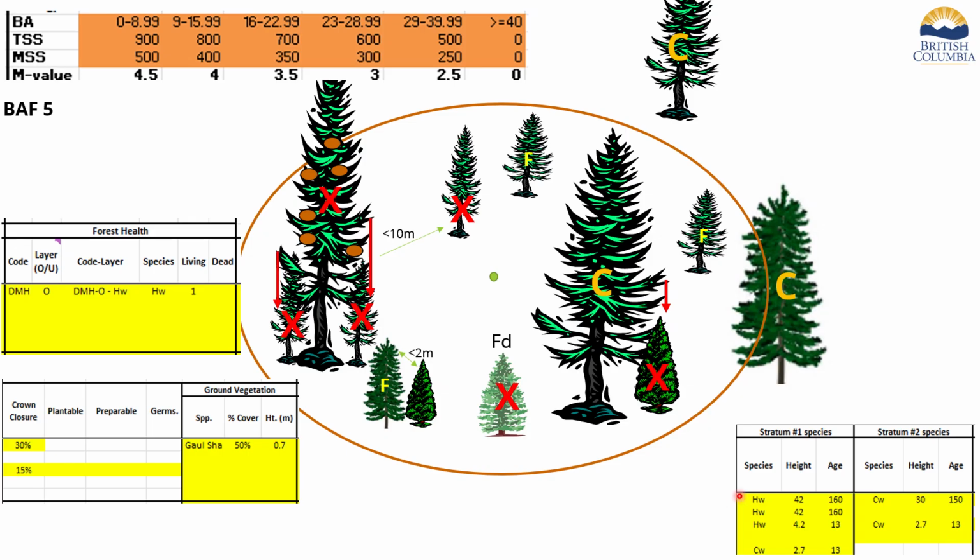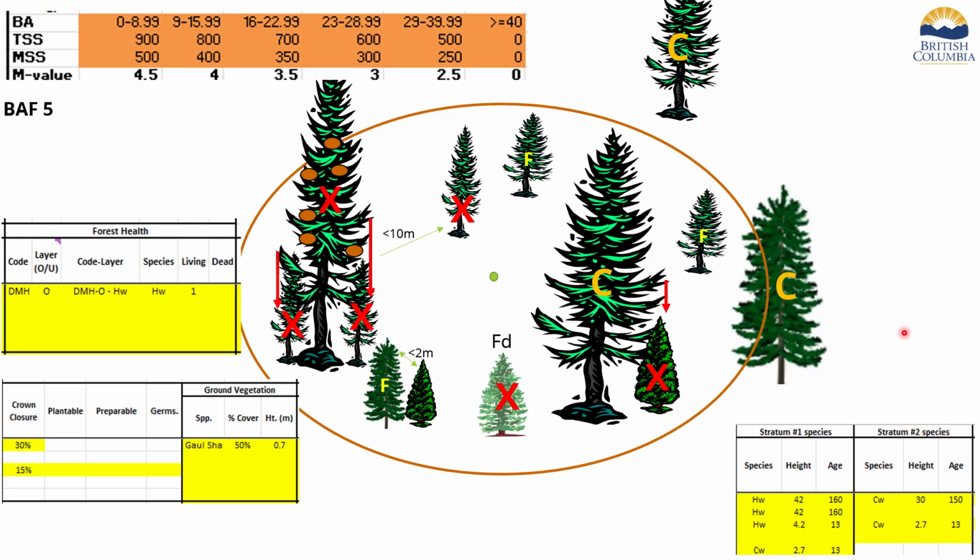So hemlock, our tallest hemlock of our layer 1 is 42 meters, and we cored it and we got 160. We then determined cedar to be our secondary species at the stratum level. It's not, oh sorry, it is for this plot as well, but it doesn't matter about the plot's leading and secondary, it's all about the stratum. So cedar, we measure the tallest cedar. We only have one cedar within our variable radius plot, and it's 30 meters and 150 years old.